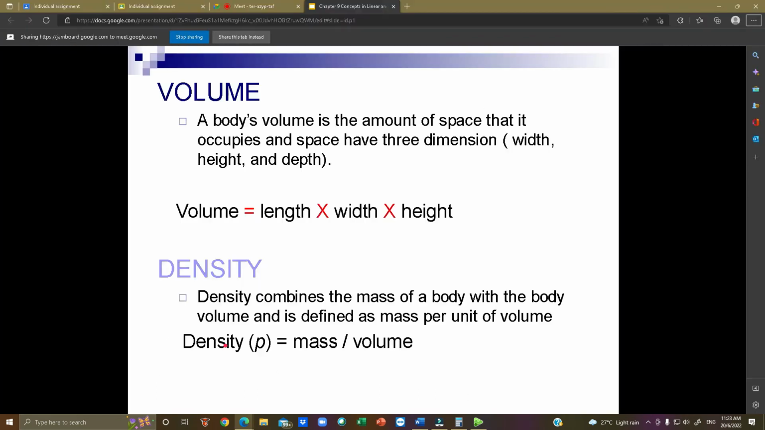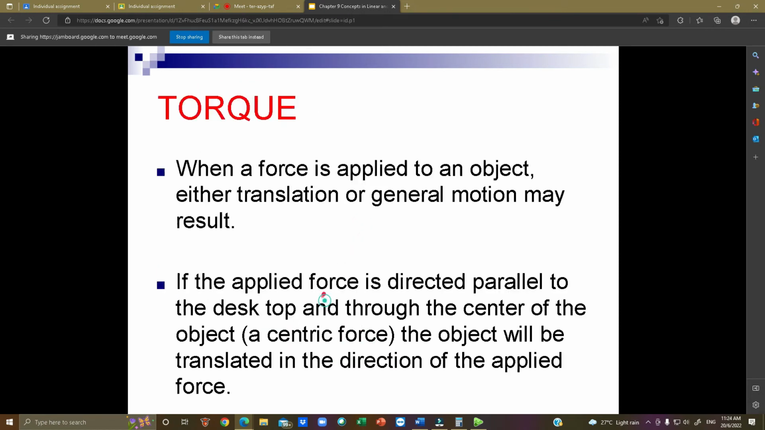Okay, so apa itu rho? Rho is mass bahagi dengan volume. So if you have more mass, or you have the same mass but different volume, the density will differ. Okay, so kita tengok contoh density. Macam mana kita nak guna density?